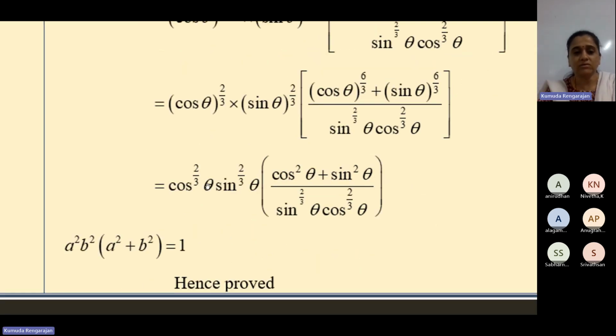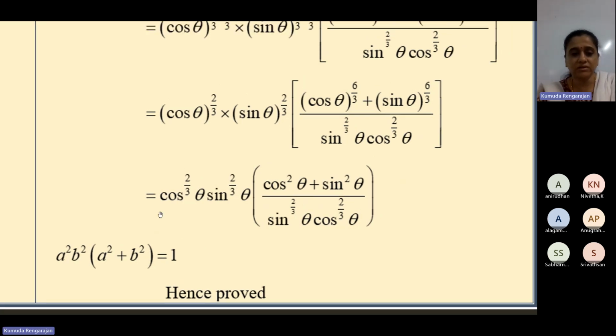Now they get cancelled, no? Cos theta to the power 2 by 3 here and here, cancelled. Sine theta to the power 2 by 3 and sine theta to the power 2 by 3 cancel, right? See here, this one, it's a product. You have the same thing here, they're the same. So you can cancel. So we have cos square theta plus sine square theta, which is 1. All right?